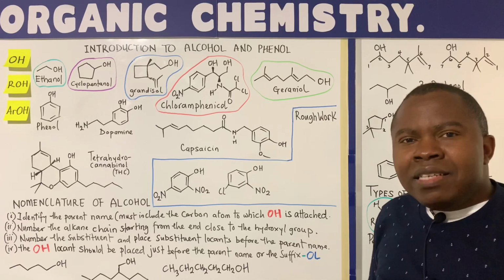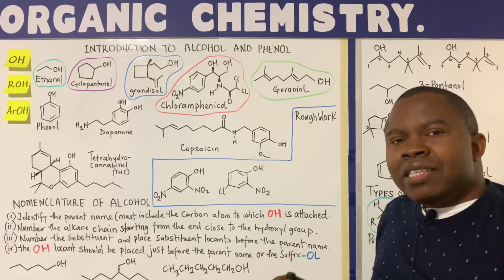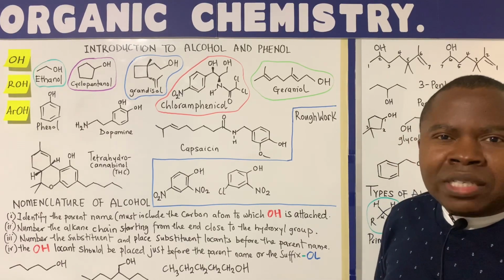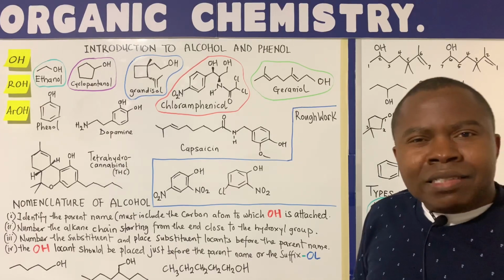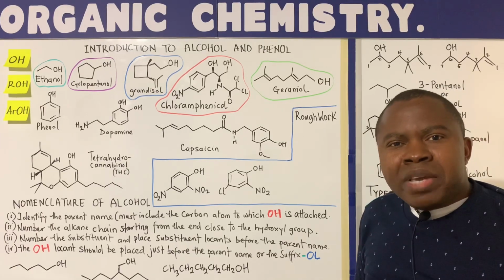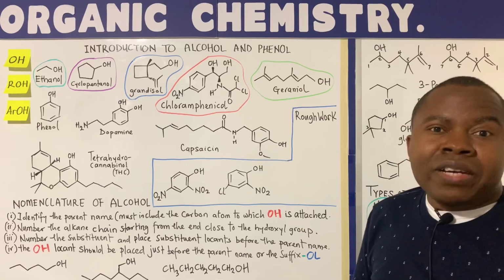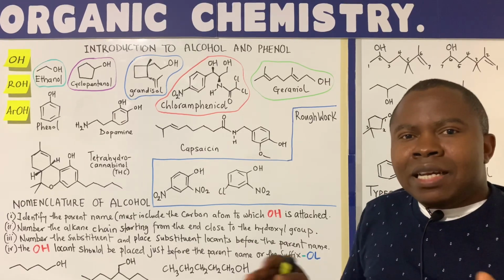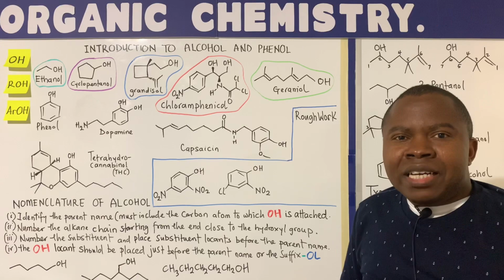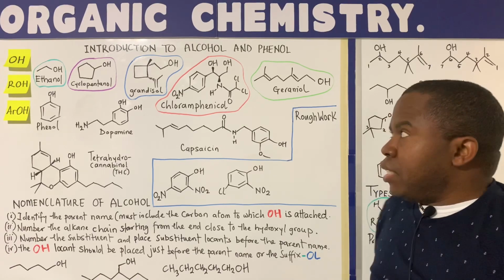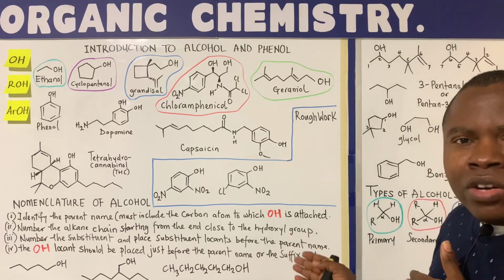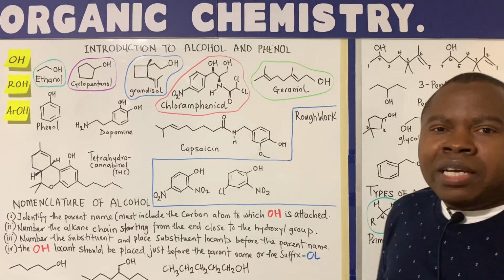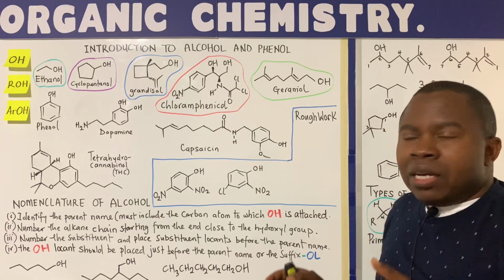We have the alkanes, the alkynes. We have the aldehydes and the ketones. We have the alcohols and the phenols. We have the carboxylic acid and the derivatives. We have the amine, we have the amino acids and the peptides. We have carbohydrates. We have different classes of organic compounds in organic chemistry. But we are going to start with alcohols and phenol. And this is just going to be an introduction to alcohol and phenol.